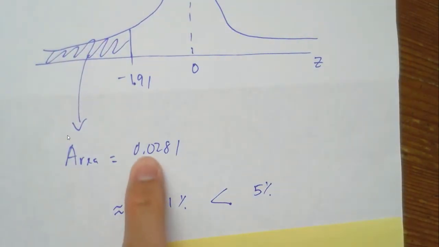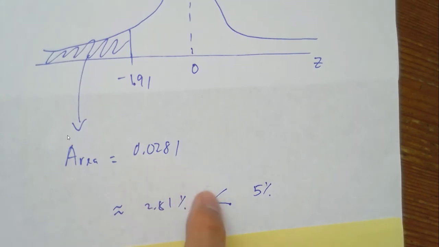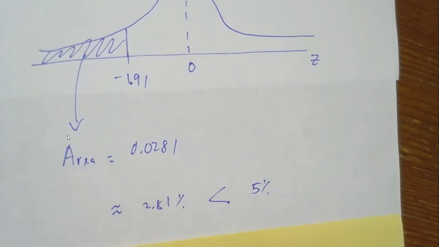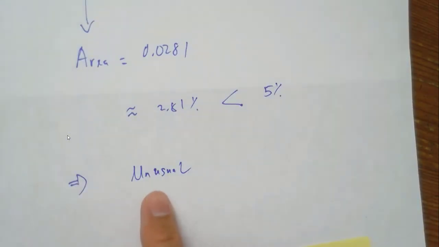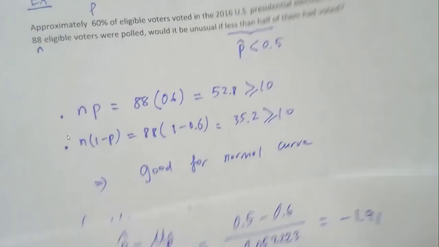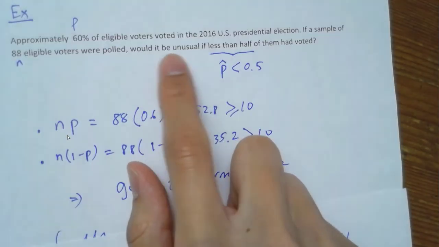And if you convert it back to 2 decimal places to get to the percentage, you will get 2.81%. This is less than 5%, of the bottom 5%. So the answer should be unusual, right? The question asks you, would it be unusual?